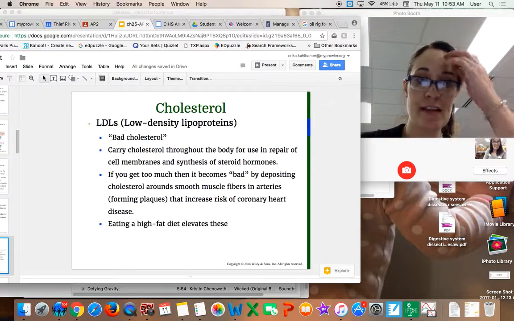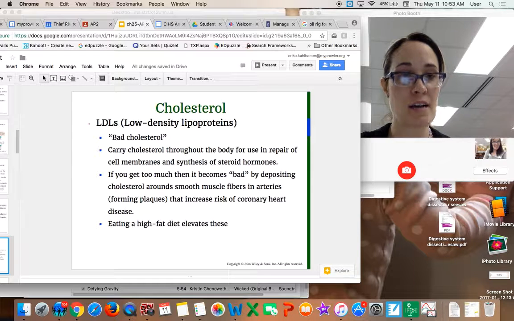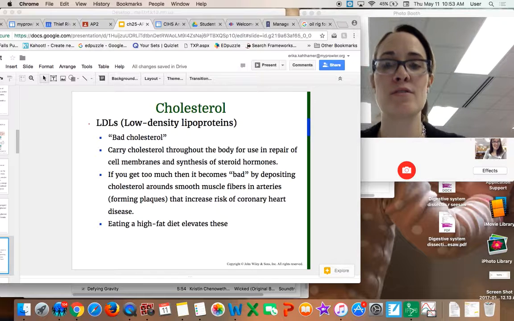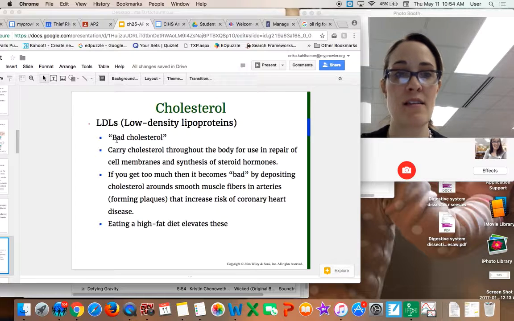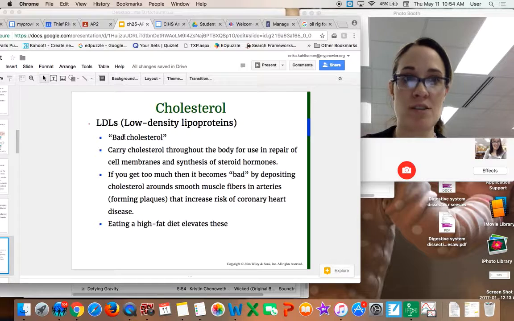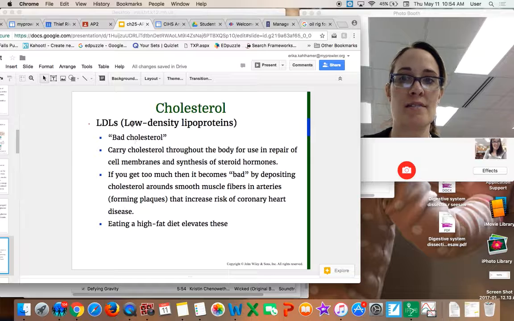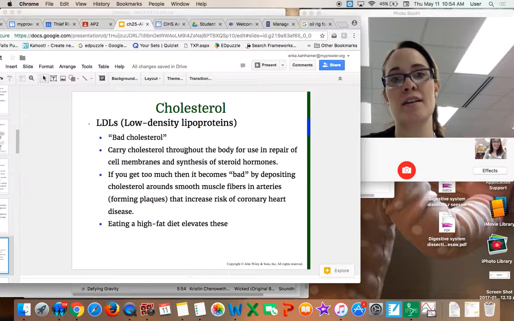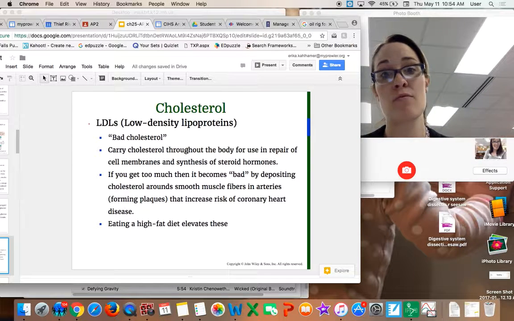And I also added these as well. Cholesterol is talked about a lot when we talk about somebody's health and their circulatory system. We have two different types of cholesterol. Low density lipoproteins are known as bad cholesterol. You can have a little bit, that's okay, but too much, and that's why it's nicknamed bad. Low density lipoproteins carry cholesterol throughout the body. We need cholesterol to repair cell membranes and to make hormones like estrogen, for example.